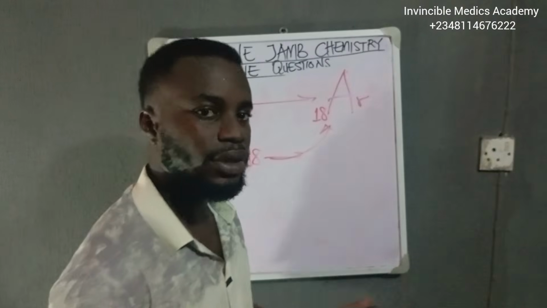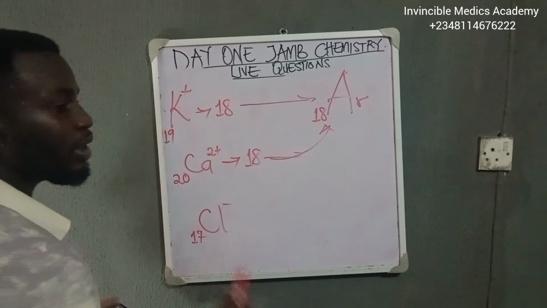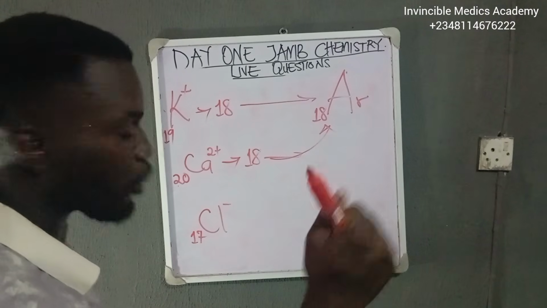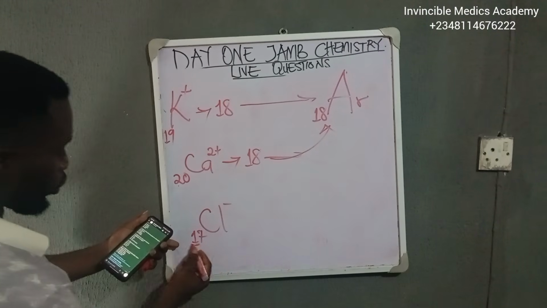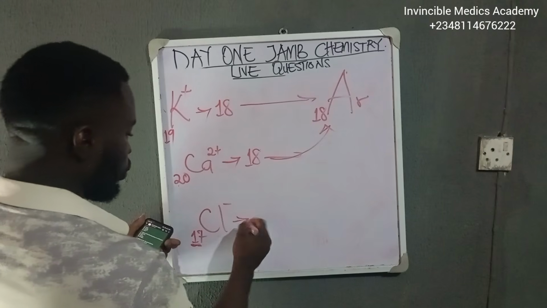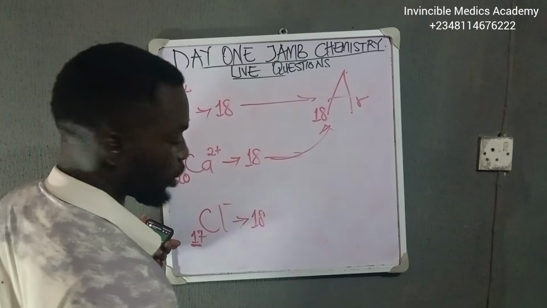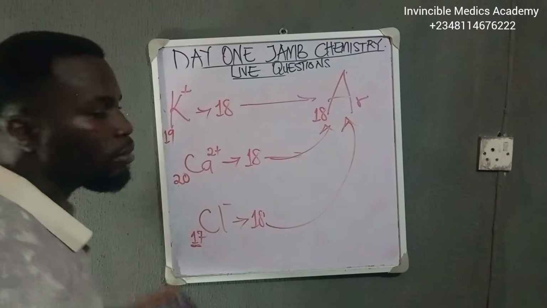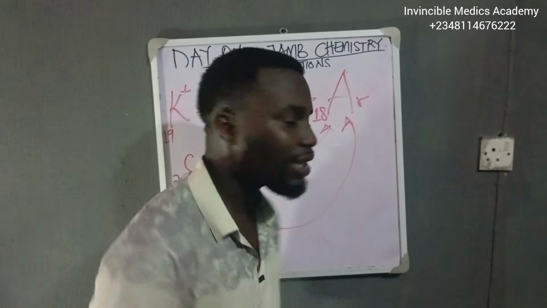Atomic number of chlorine is what? 17. It has a minus charge, meaning that it gained 1 electron. Minus 1 charge means gain of 1 electron. So when it gains 1 electron, this will turn into what? 18. 17 plus 1 is what? 18. So that means chloride also has the same electronic configuration as argon.